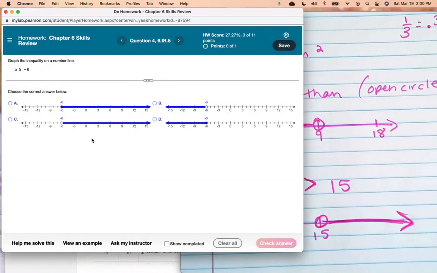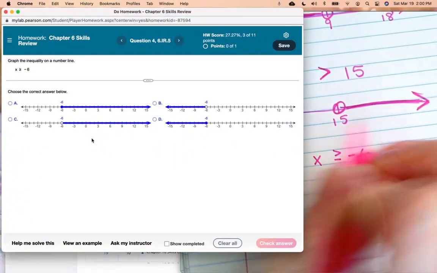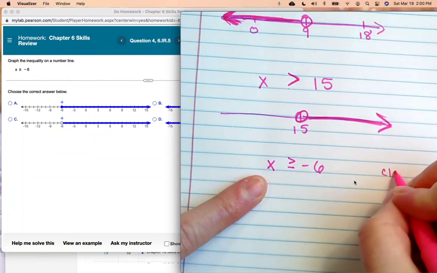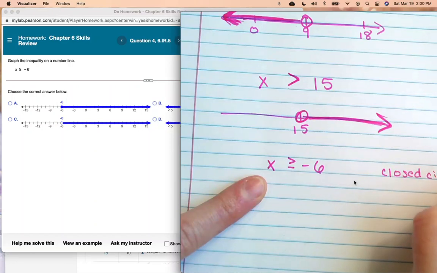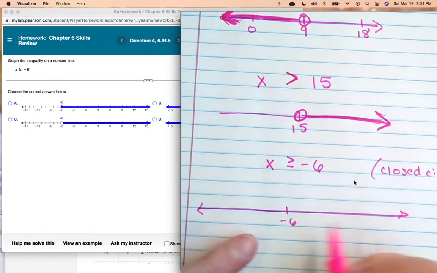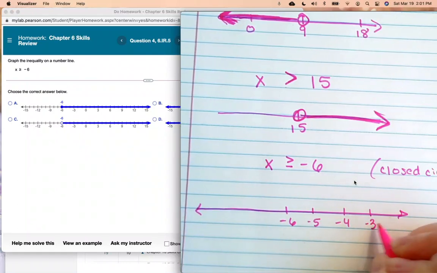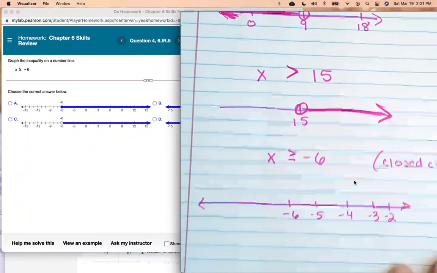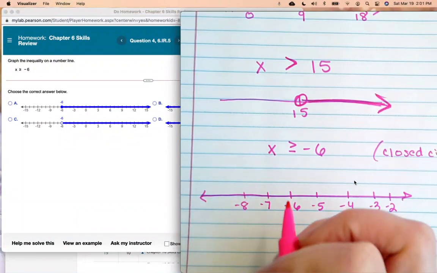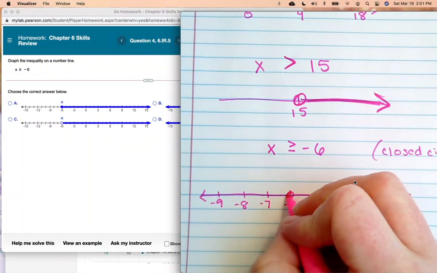Let's look at the next one. I'm going to write it down here. X is greater than or equal to -6. So the or equal to means it's going to be closed on that number. So if we have a number line, -6, so -5, -4, -3, -2, -1, 0. And then going to the left means you're getting smaller. Okay, so this would be a closed circle.